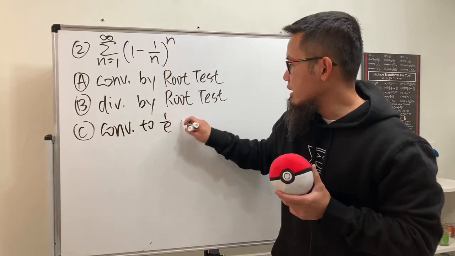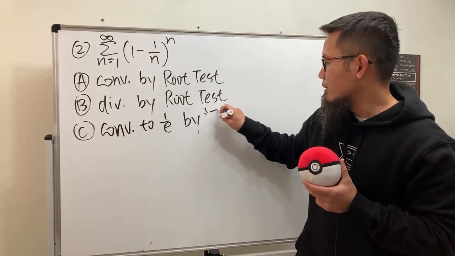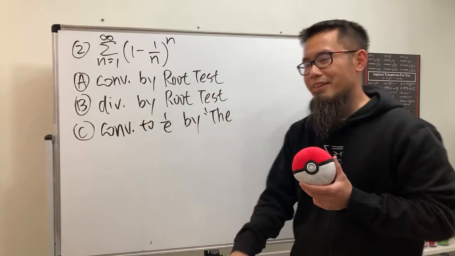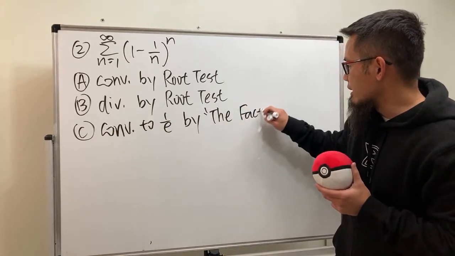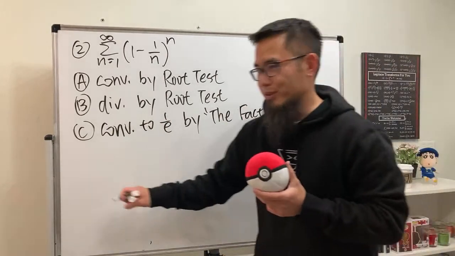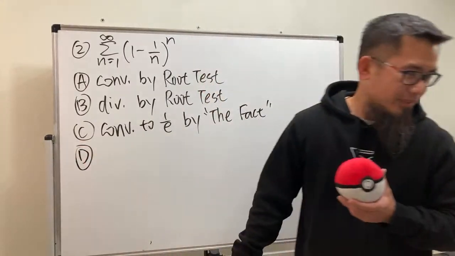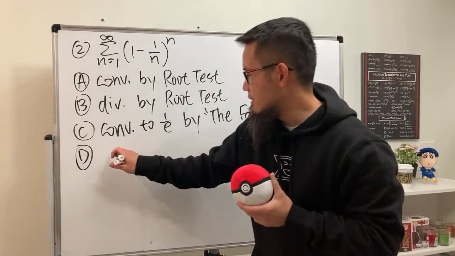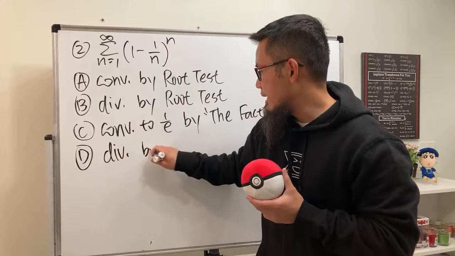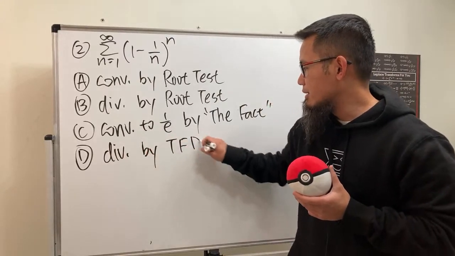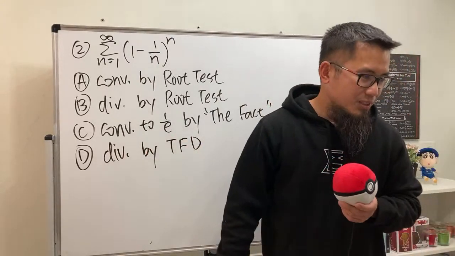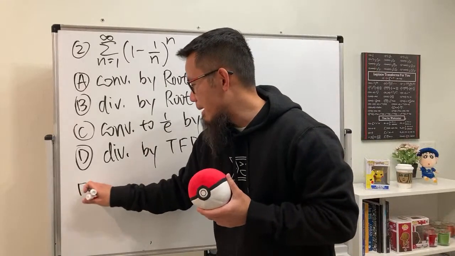1 over e by, well, in my class, I call this the fact. So I'll just write that down. You should know that. And then D, this diverges by the test for divergence. And then choice E, wow, this is the best option ever.